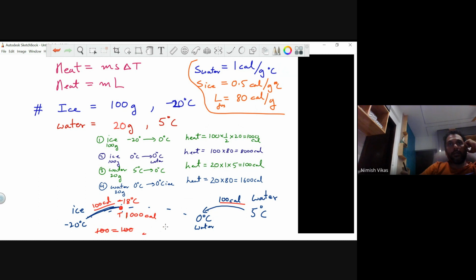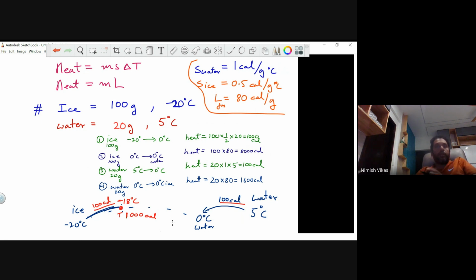While water has come to 0, ice has gone to minus 18 degrees Celsius only. Ice is hardly changing because ice is so much more massive. Ice is 100 grams, water is just 20 grams, 5 times less. Are you getting the point? So this is the simultaneous calculation, which you don't have to do. You don't have to get the minus 18 degrees Celsius. So one thing is concluded, that ice is yet to reach 0 and water has reached 0.